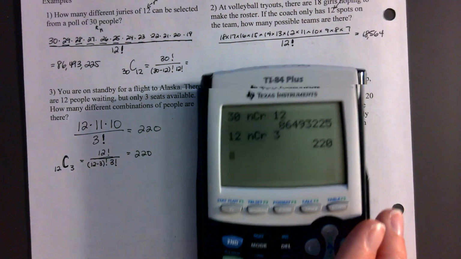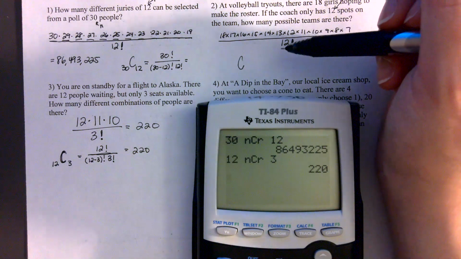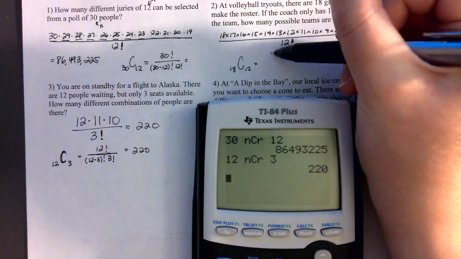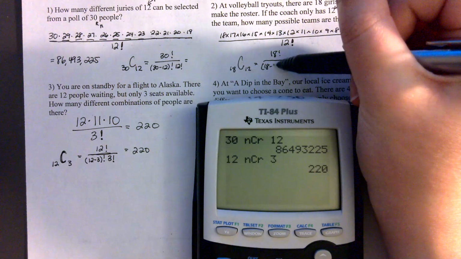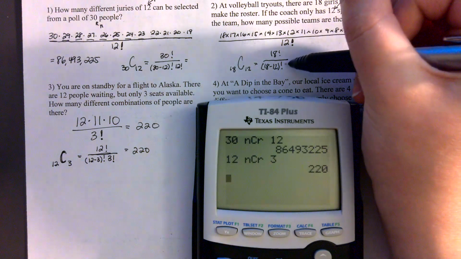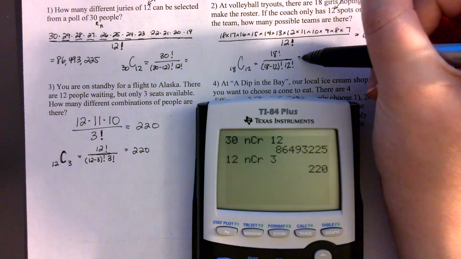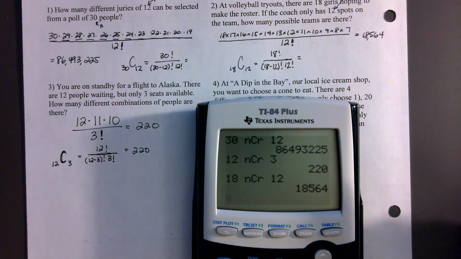Same thing up here. We have our combination because our order doesn't matter. And we have 18 girls, and we're choosing 12 spots. So I would have 18 factorial over our 18 minus 12 factorial times our 12 factorial. So I take 18, math, go over to PRB, combination. We want to choose 12, and we get our 18,564. Same thing we were doing before.